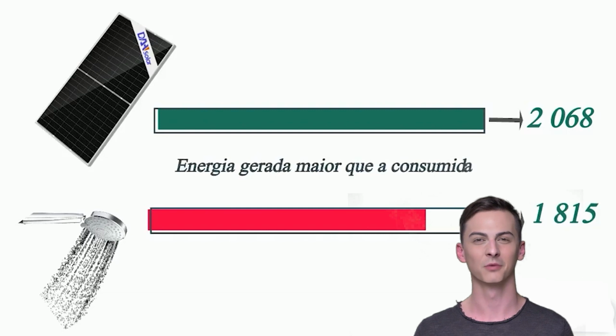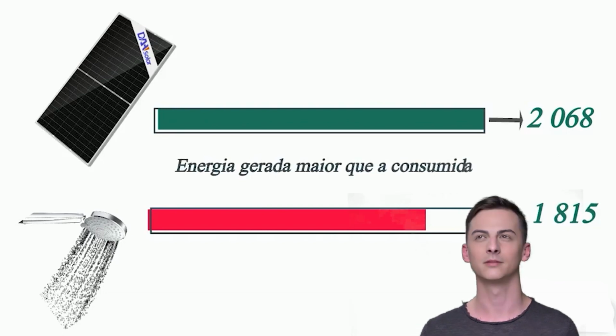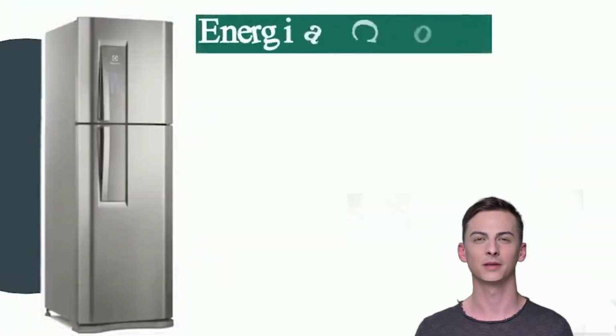Remember, first calculate the energy generated by the panel, then calculate the energy consumed and compare the two numbers. If the panel's energy is greater than the energy consumed by your equipment, then it's fine. The panel can handle that consumption. Let us now do the calculation for the refrigerator.